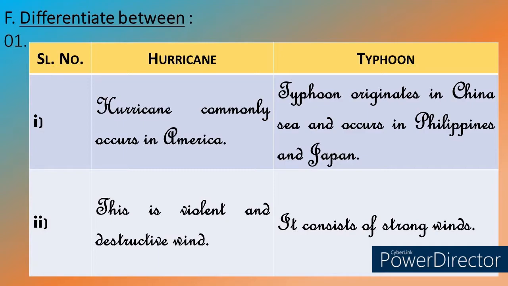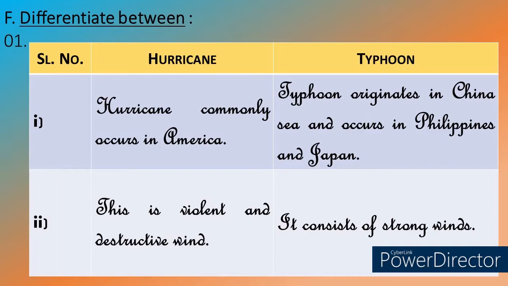Then hurricane is violent and destructive wind, whereas typhoon is a strong wind. Actually this also I said during the lesson, that it's not that one is violent and the other is not violent. It's not like that. Most of them are violent and destructive winds. Maybe you may have some exceptional cases, but in most of the cases you come across, all the winds are strong, violent, destructive, etc. So this is about your hurricane and typhoon.